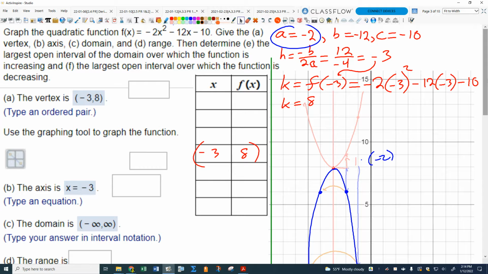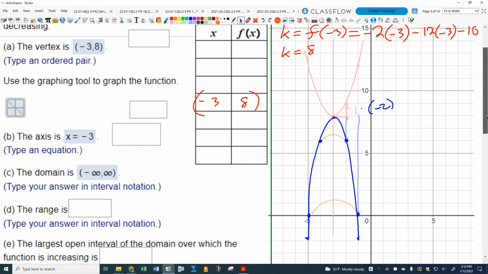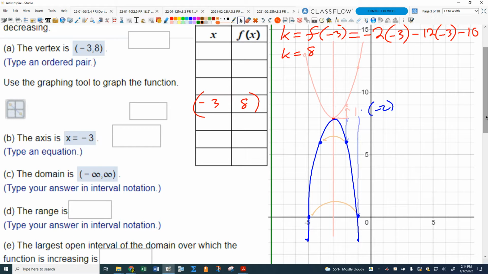And so what would the range be then? If the vertex has coordinates, and let me put those on there. There's the vertex, right? What would the range be? Y is what? Less than or equal to 8. Good. And so in interval notation, it would look like that, right? Notice I got brackets around the 8 because we're including the 8.